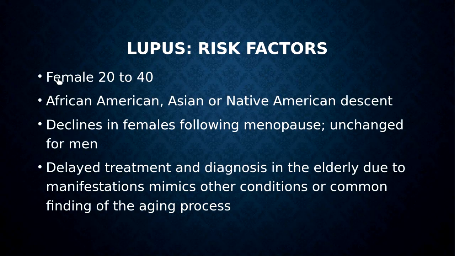Women 20 to 40 years of age, African American, Asian, Native American, these are the most commonly affected by lupus. It declines in females following menopause and is unchanged for men. There may be delayed treatment in the elderly because a lot of the signs and symptoms are conditions that are common with that age group.